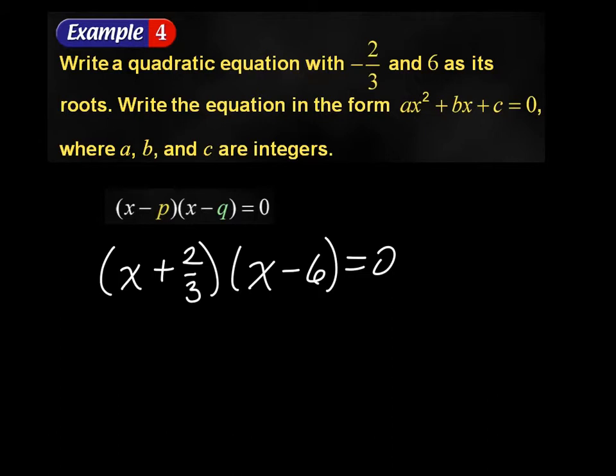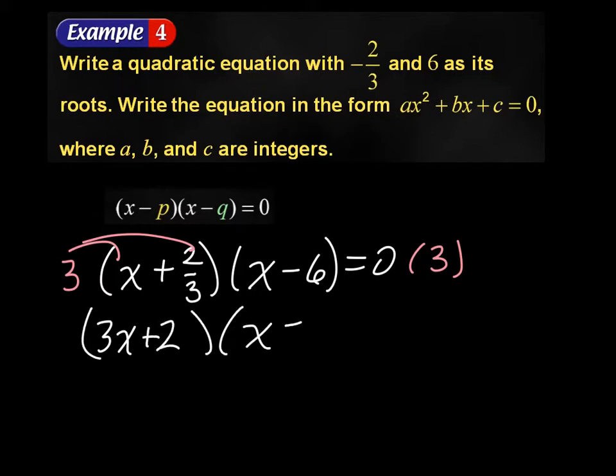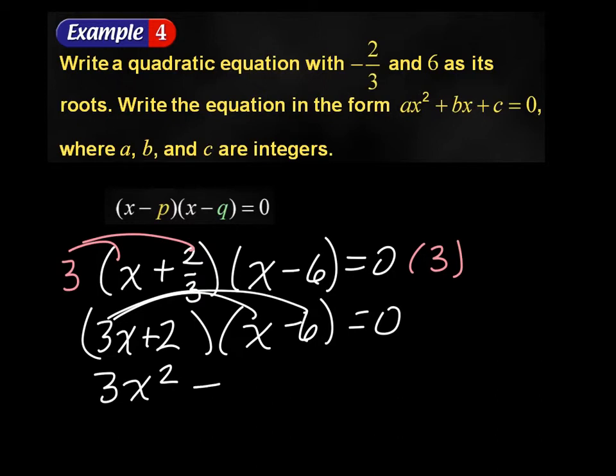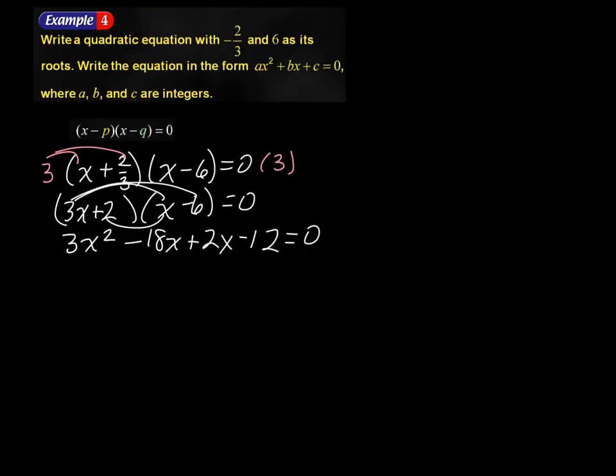Now, I'm not crazy about the fraction, so I'm going to multiply both sides by 3 right off the bat. So I have 3x plus 2 times x minus 6. And now I can FOIL without fractions. So I have 3x squared minus 18x plus 2x minus 12 equals 0. Combining like terms, the only like terms I have are the x's, so negative 18 plus 2 is negative 16x, minus 12 equals 0.